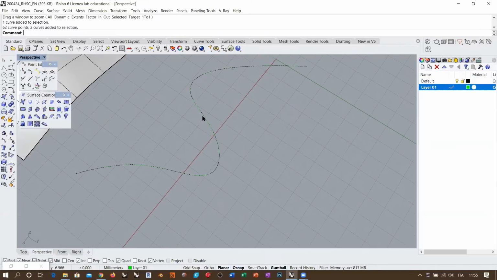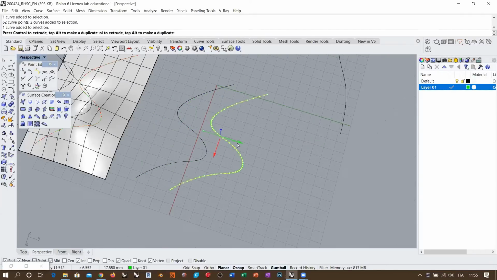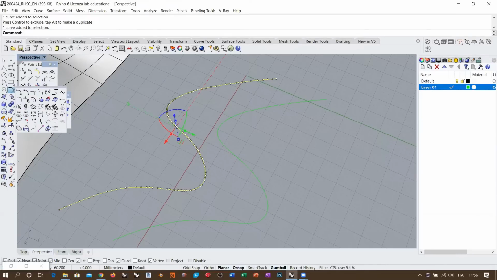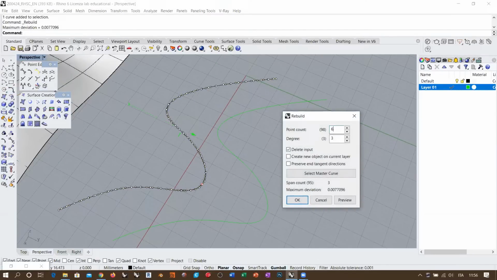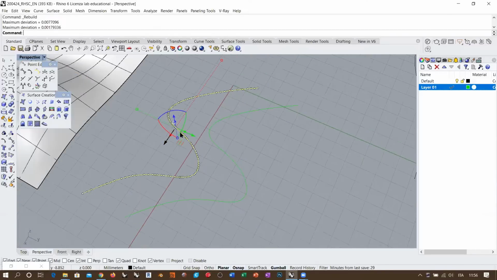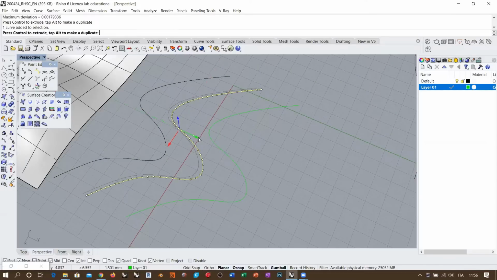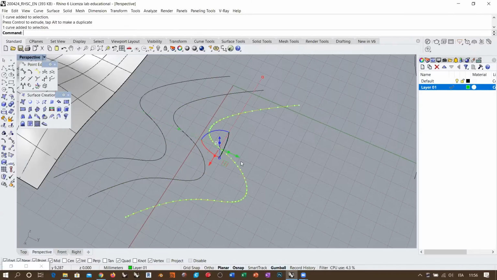But for example, in order to observe this, I'm going to take the fit curve, take it here, and take this one and eventually rebuild it with the same amount of control points, 62. Okay, so you see that the maximum deviation is higher actually than the absolute tolerance. Very small difference, but this is higher than the absolute tolerance. So if I don't delete the input, I get, this is the weird topology, this is the rebuilt curve, and this is the refit curve.